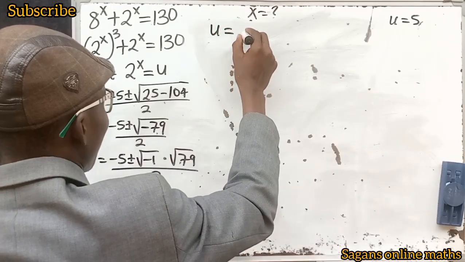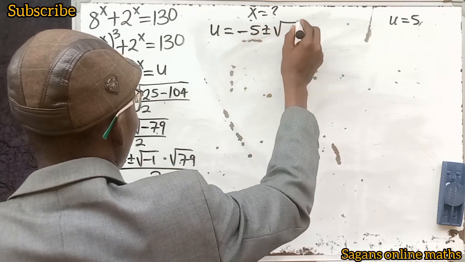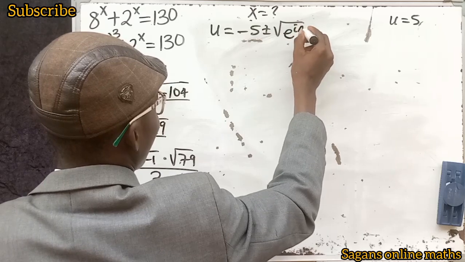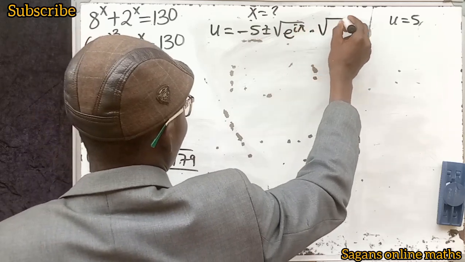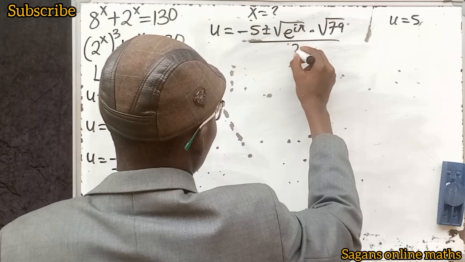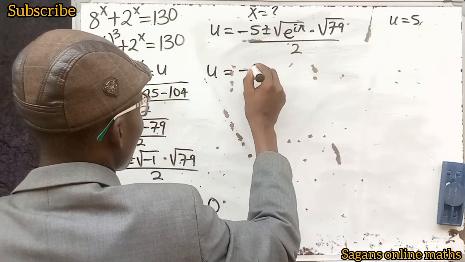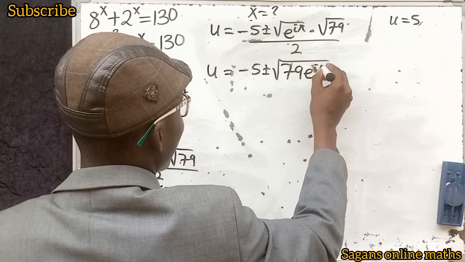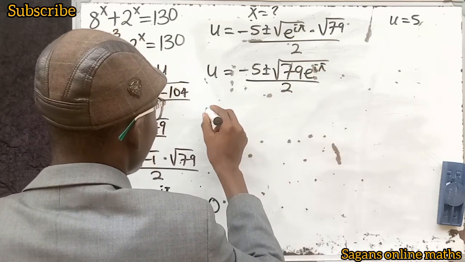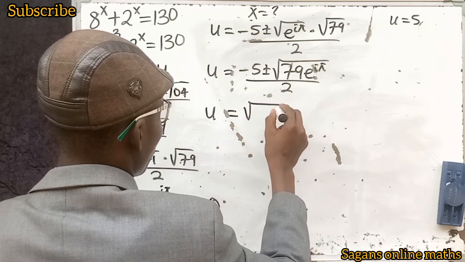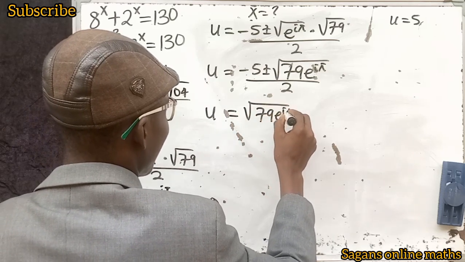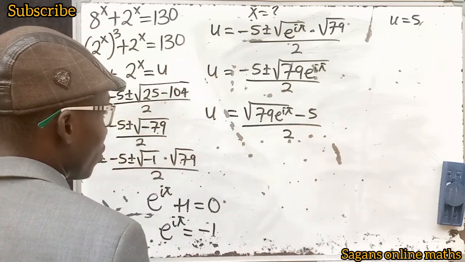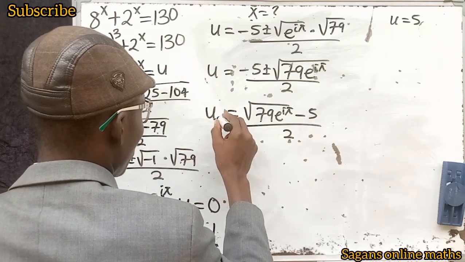Now I'm going to add this. u is equal to minus 5 plus or minus the root of minus 79, and minus 1 is equal to e to the power of i pi. This is e to the power i pi, multiplied by root 79, divided by 2. So that means u is equal to minus 5 plus or minus root 79 multiplied by e to the power i pi, divided by 2. It means that our u is equal to root 79 multiplied by e to the power of i pi, then minus 5 divided by 2. This is one of the solutions of u.